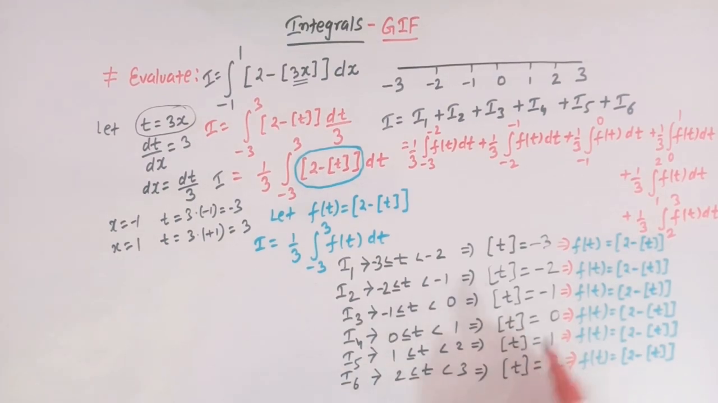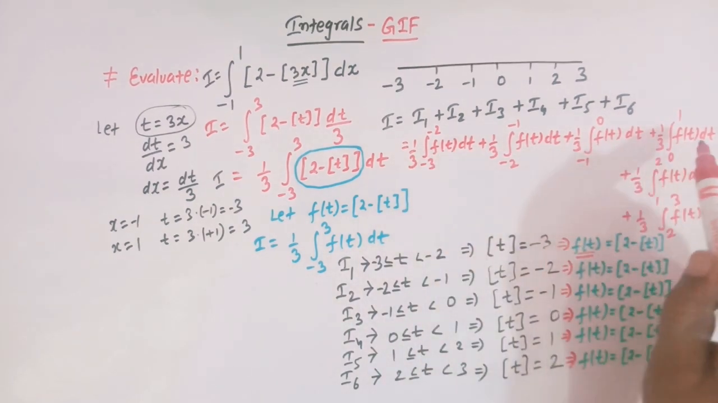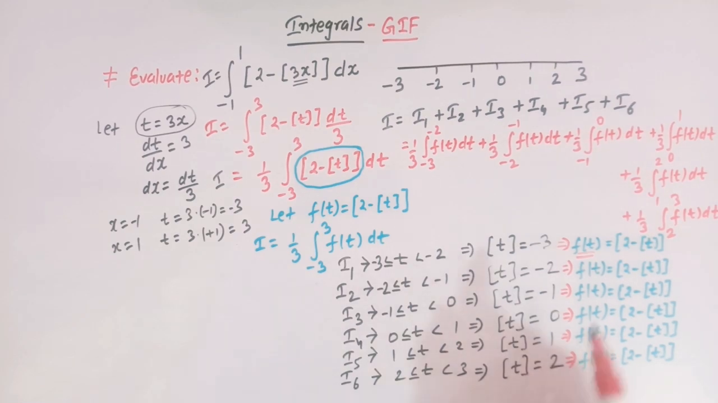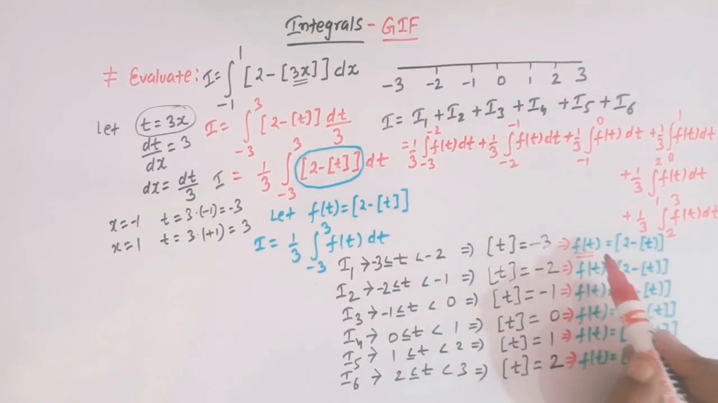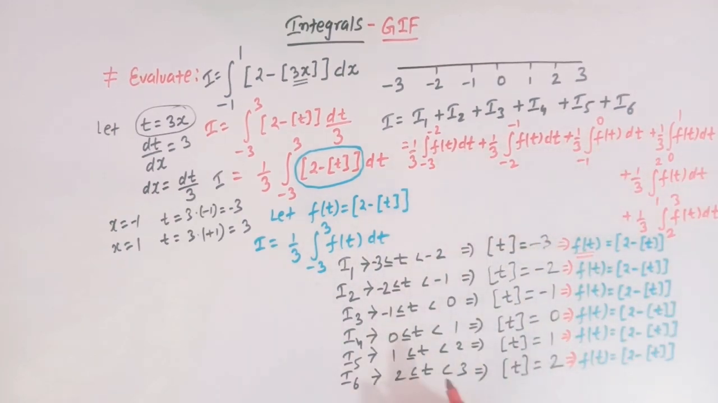Once we have decided the value of the greatest integer of t, we now have to find the value of f of t in these 6 integrals. The values of f of t are different in all these 6 integrals.